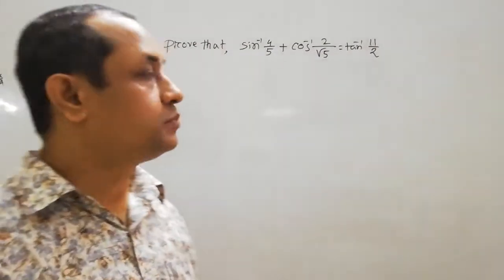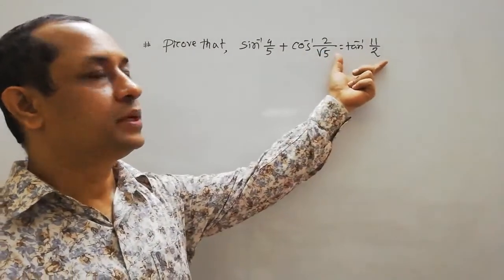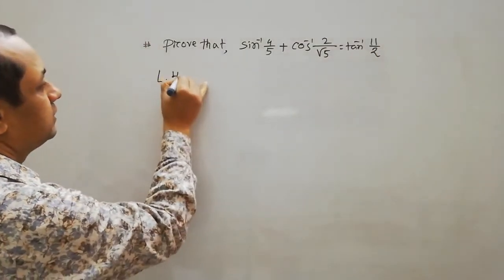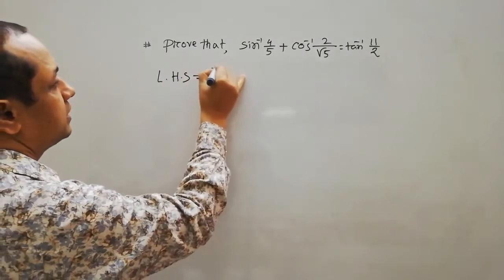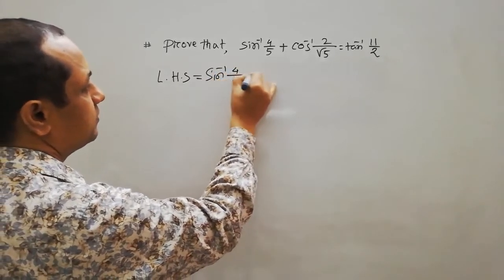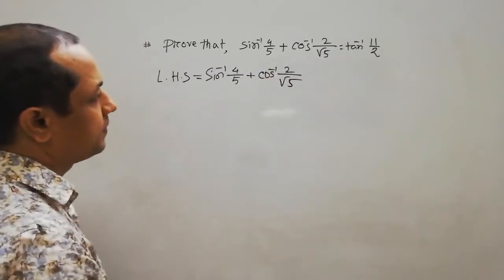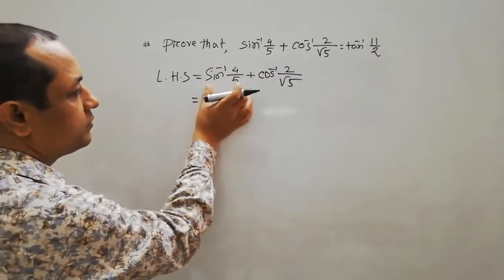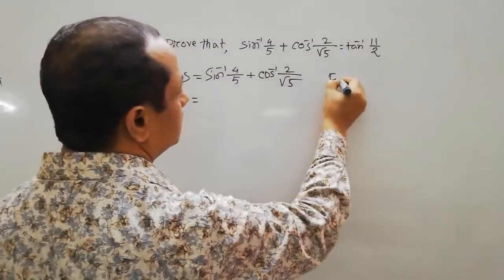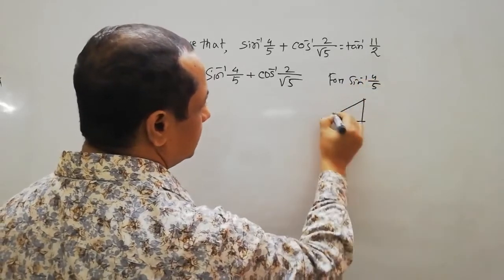Next question, student. Prove that sin inverse 4 by 5 plus cos inverse 2 by root 5 equals tan inverse 11 by 2. Then left hand side equals sin inverse 4 by 5 plus cos inverse 2 by root 5. Now, student, here convert sin inverse to tan inverse and cos inverse to tan inverse. So we have for sin inverse 4 by 5, then we have here angle theta.